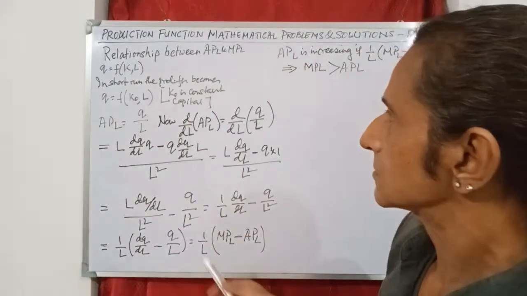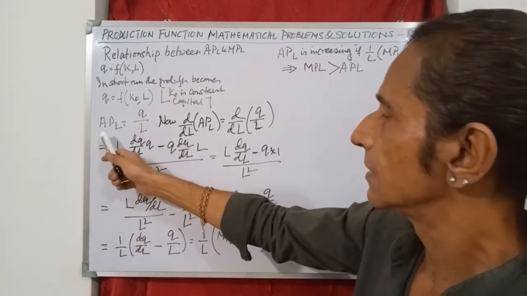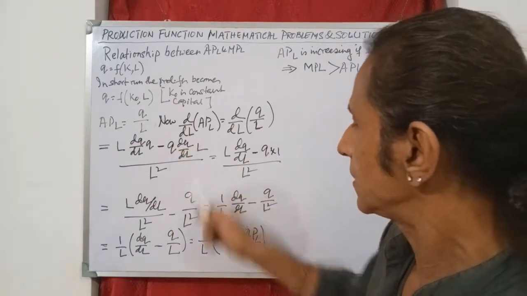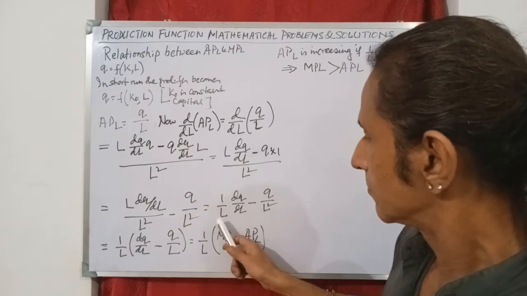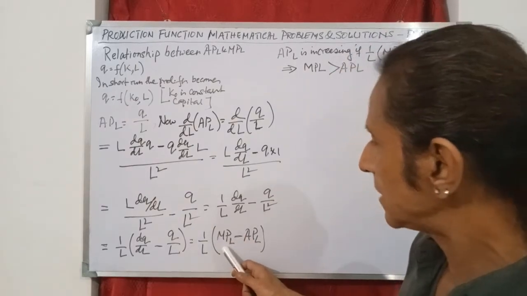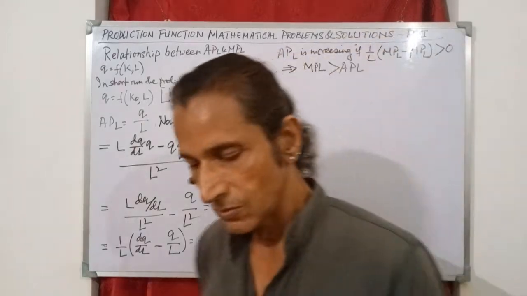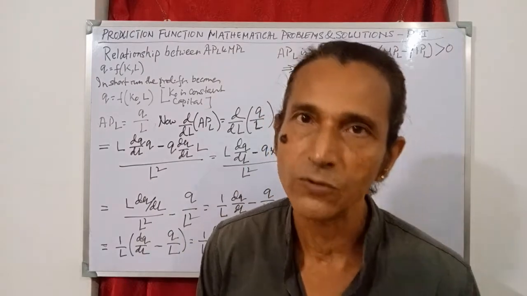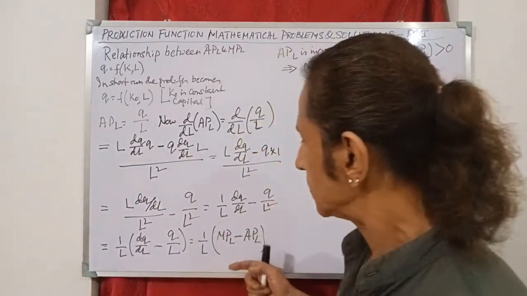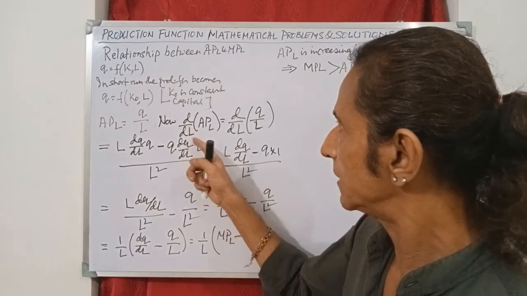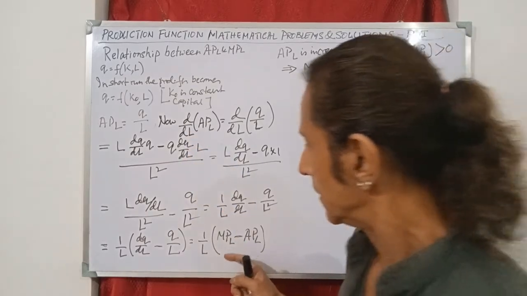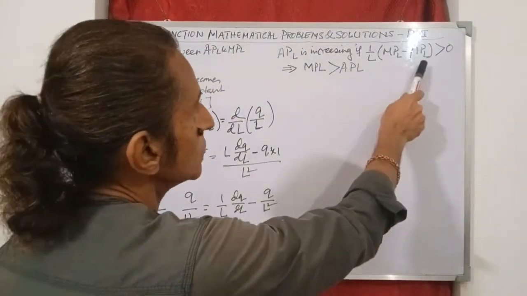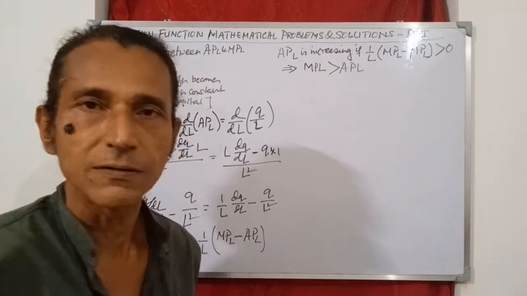Here we have differentiated APL with respect to L, Q by L, and we have found d/dL of APL is equal to 1 by L multiplied by (MPL minus APL). So whether the APL will increase or will remain constant or will decrease depends upon the value of d/dL APL. If this is greater than 0, then APL is increasing, and then MPL is greater than APL.